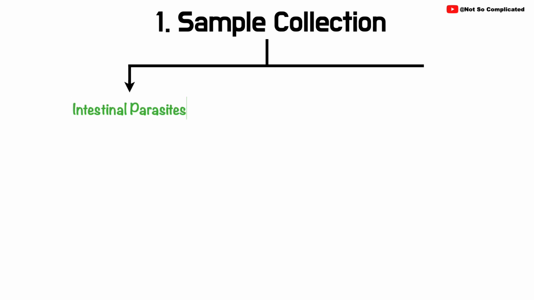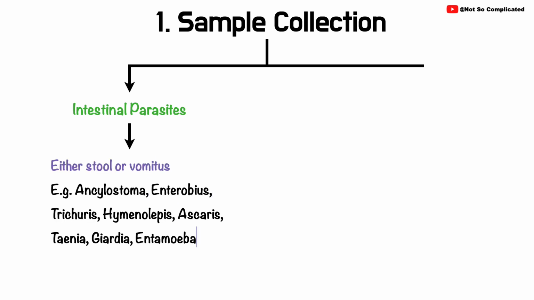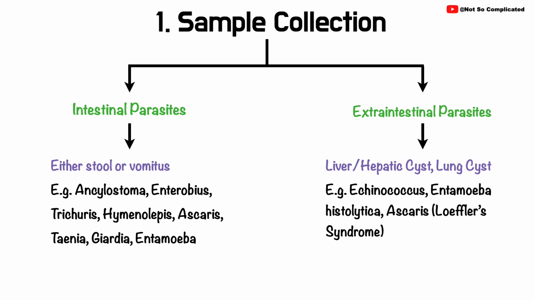So there are two kinds of parasites, if we broadly divide them: intestinal and extraintestinal. Talking about intestinal parasites, obviously the sample is either stool or vomitus, and these are the organisms right here. Entamoeba can be present in extraintestinal parasites also, because it causes extraintestinal manifestations like liver abscess, right? So in liver abscess cases, the sample is either cystic fluid or abscess fluid, right? So these are the samples that we have to collect.